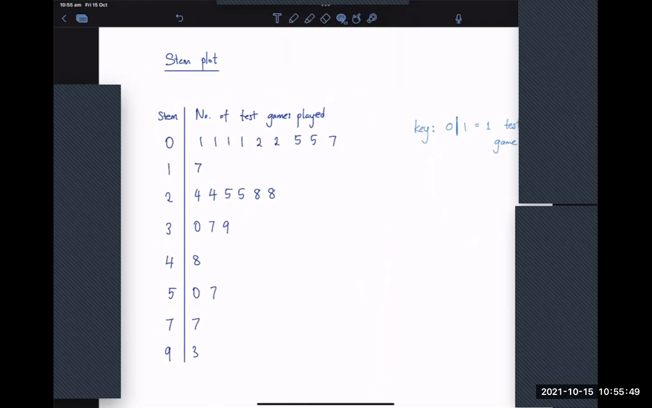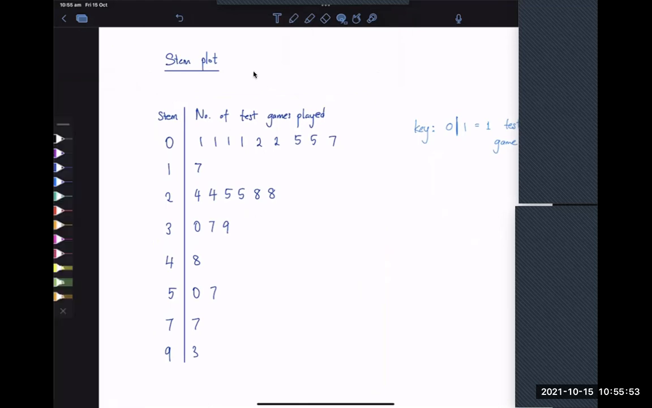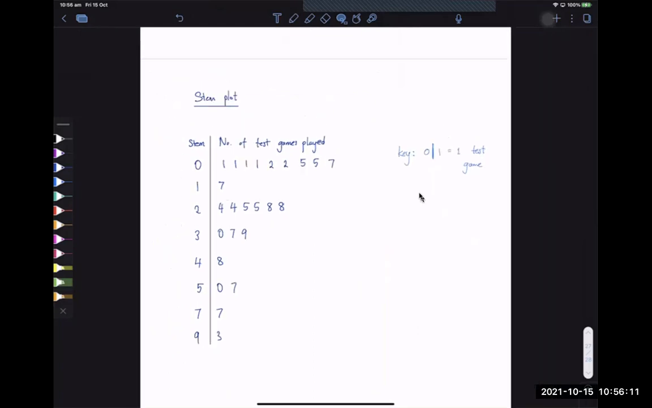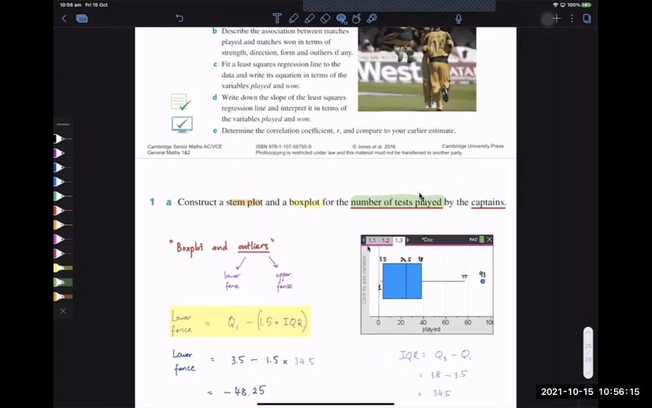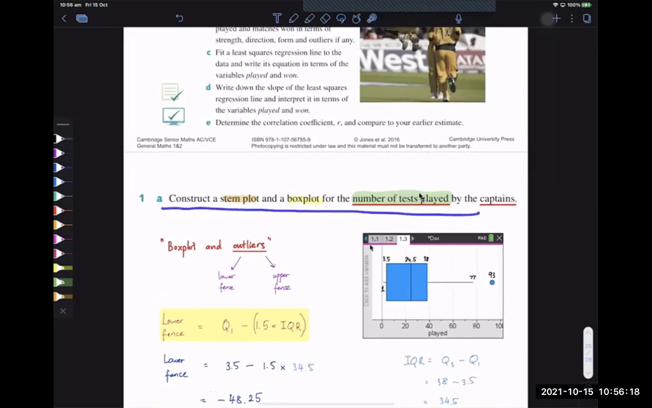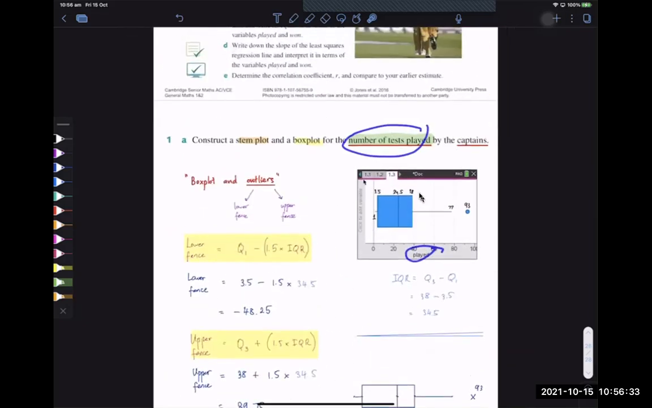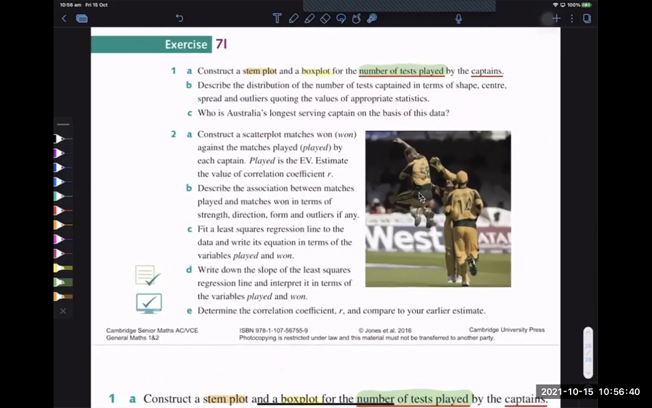Thumbs up, thumbs down. Thank you. Good, good, good. Okay. Thanks, guys. So when you feel like you've answered the question, please read it again to just double check. Construct a stem plot, done. Construct a box plot, done. Of the number of tests played, yeah? Make sure you do it for the right data set. Otherwise, you'll do the whole thing, you look back and like, damn it, I did it for the number of games won instead, and then you're screwed. Okay?